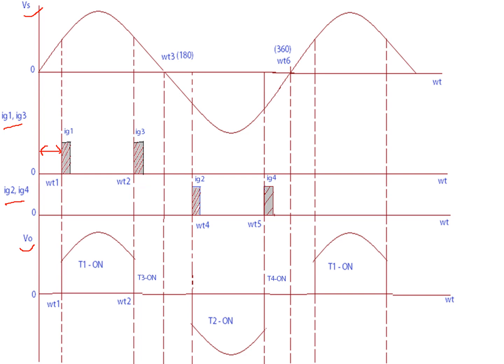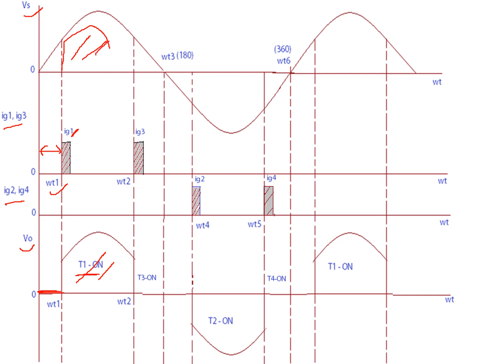There is no path for current from source to load, which means the voltage across load becomes 0. This is the voltage across load before applying the gating pulse. At omega t is equal to omega t1, we apply the gating pulse to thyristor T1. Thyristor T1 starts conducting and allows the flowing of current from source to load, and the total amount of input voltage, this is the input voltage at omega t1, appears across the load. This is the output voltage, which is the same as the input voltage.